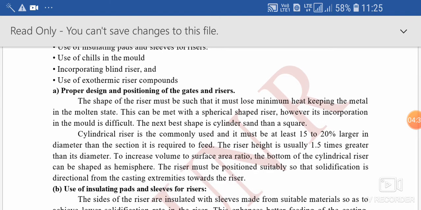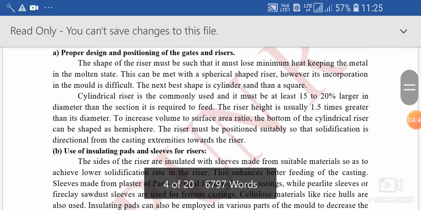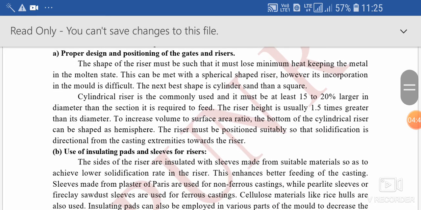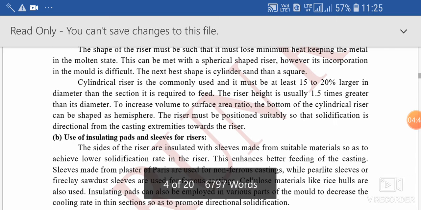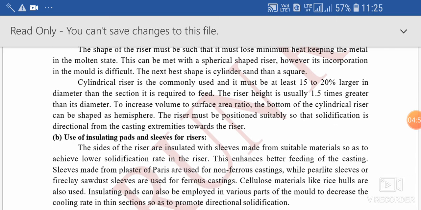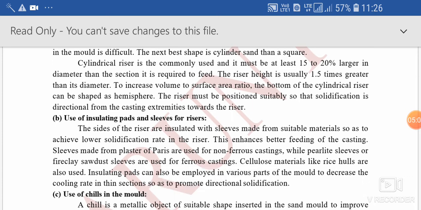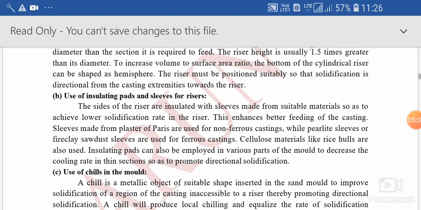Cylinder risers are common and are at least 15 to 20% larger in diameter than the section required for the feed risers. Height is usually 1.5 times greater than the diameter to increase the volume to surface area ratio. The bottom of the cylinder riser can be shaped as a hemisphere. The riser must be positioned suitably so that the solidification is directional from the casting extremities towards the riser.